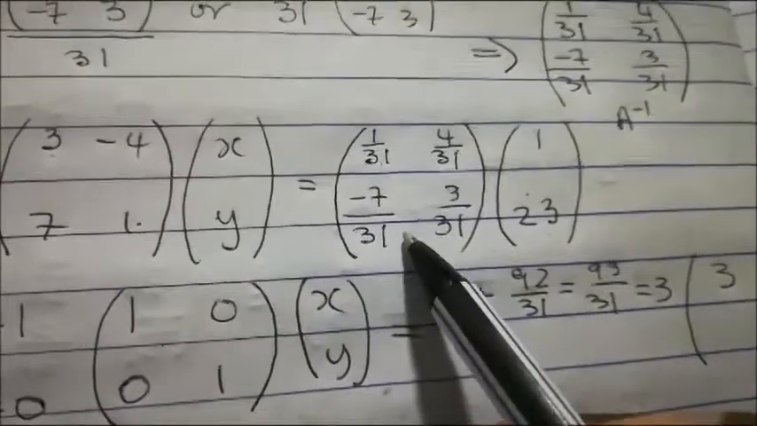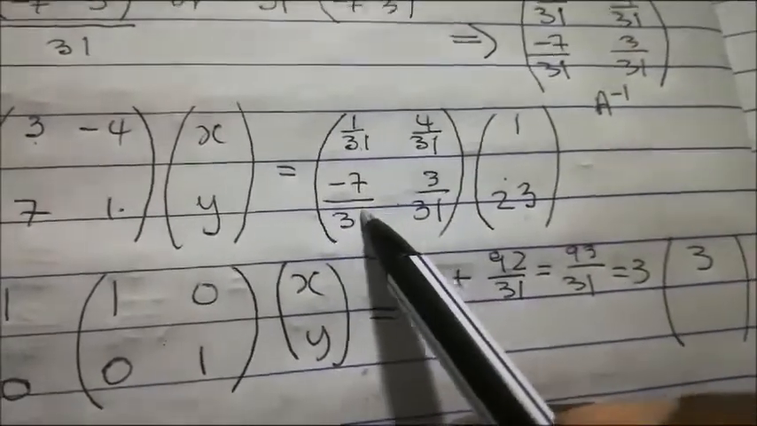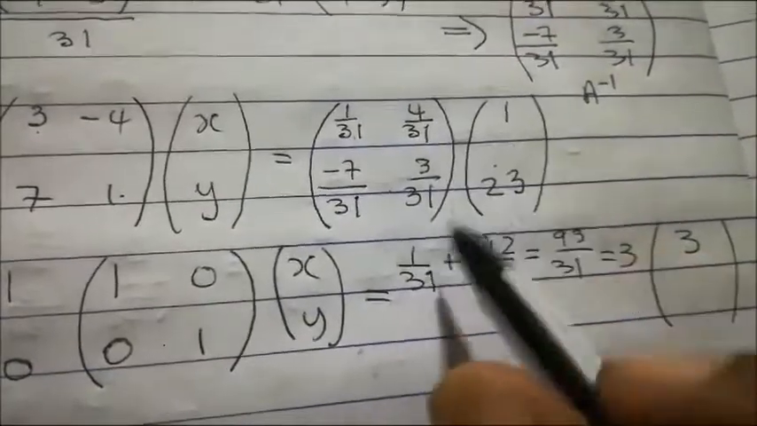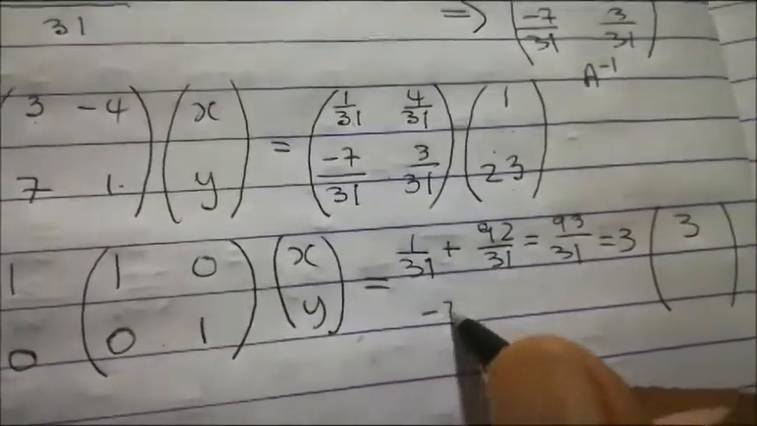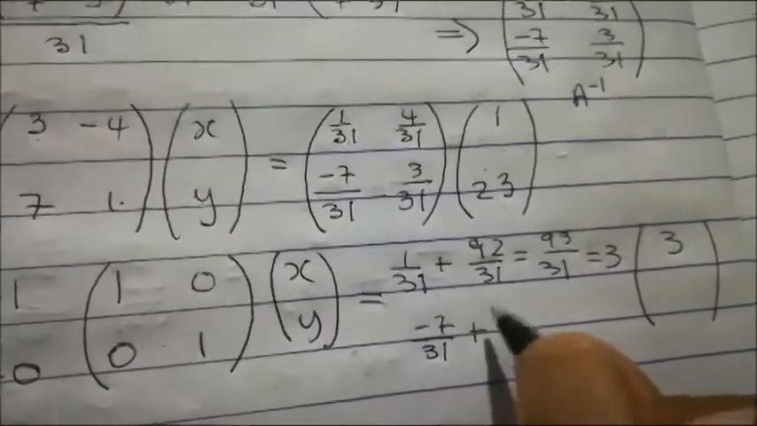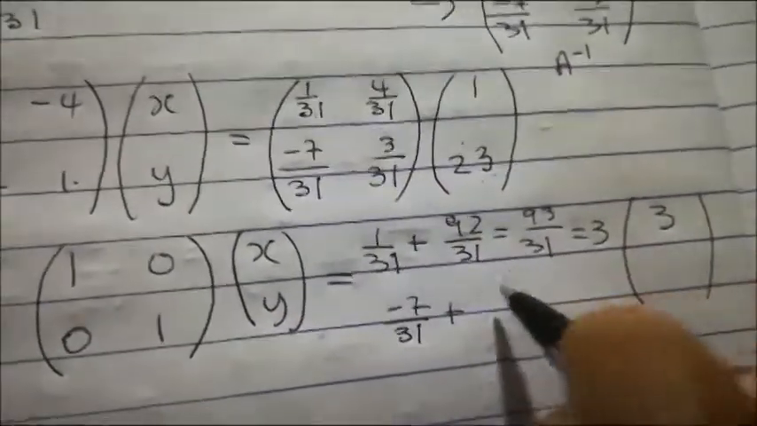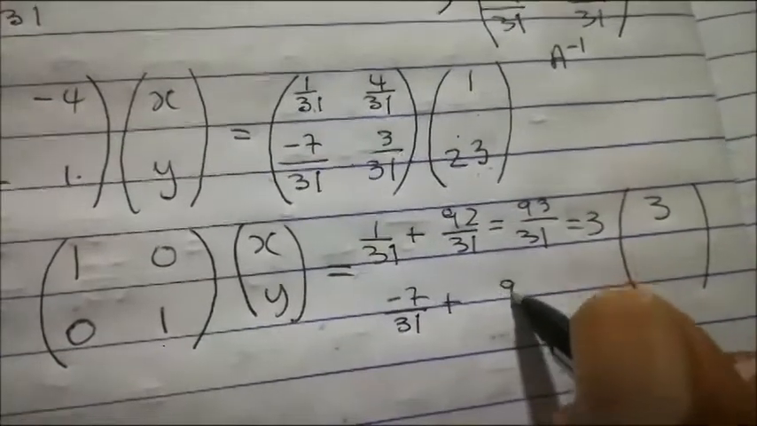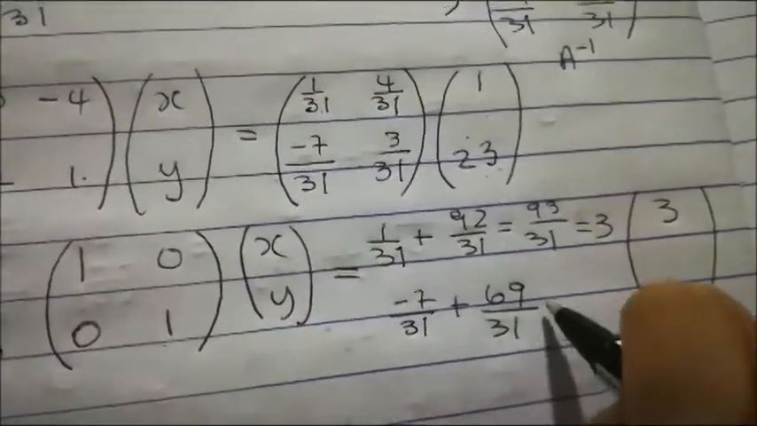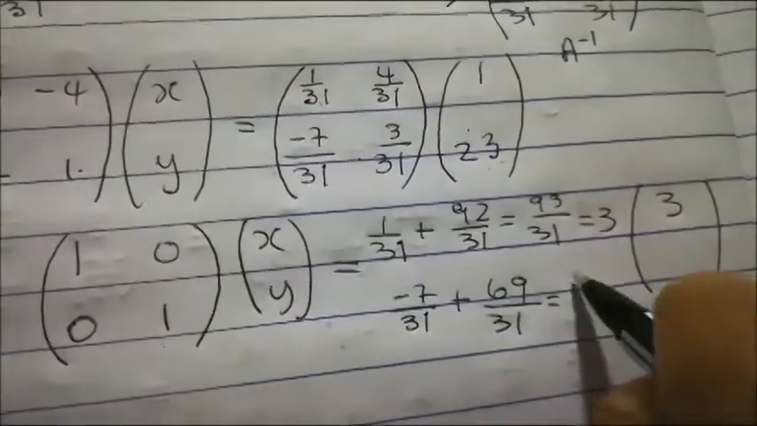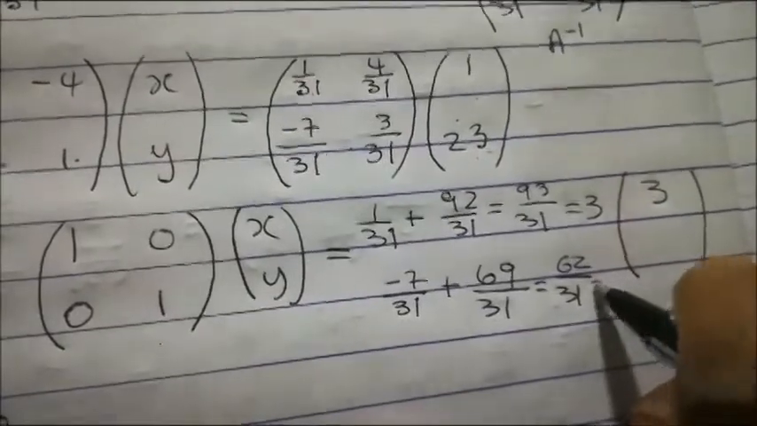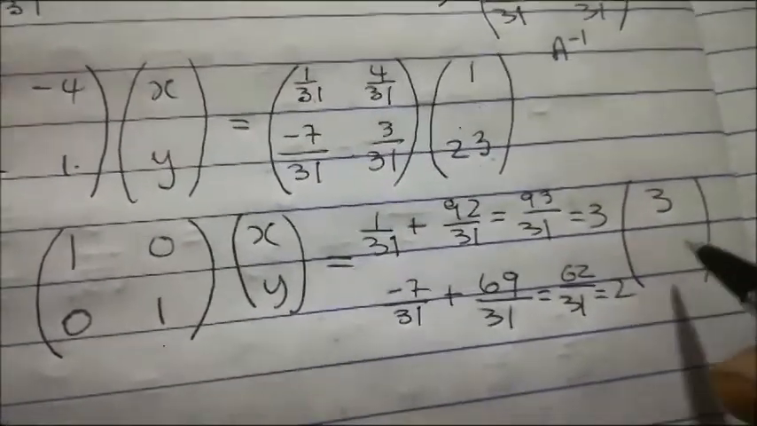For the second one, we're going to multiply this by this and add it to this times this. So this will be negative 7 over 31 plus this times this will be 3 times 23. 3 times 3 is 9, 3 times 2 is 6, 69 over 31. And that's going to be equal to 62 over 31, which is equal to what? Which is equal to 2.